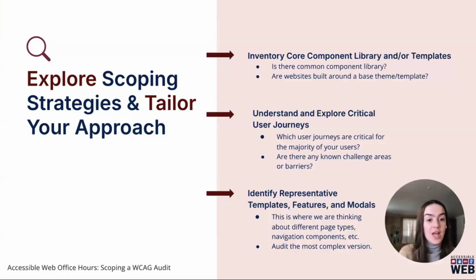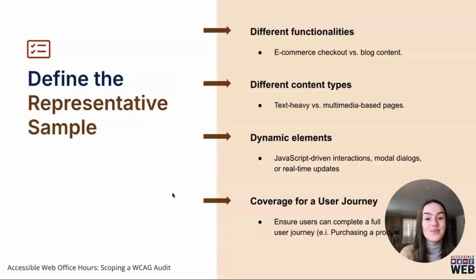If there aren't clear page templates or a common component library, which I know is the case in most, if not all situations, where you're trying to figure out how to scope this and it's a bit more of a challenge, we move to identifying representative templates, unique pages, features, and modals. You'll want to focus on unique screens, distinct page types that represent the design and functionality across your digital property to avoid redundant evaluations. It can also make sense to start thinking about different categories of pages that exist across the site, like the homepage, product pages, blog pages, forms, and we'll get into that a little bit more on the next slide here.